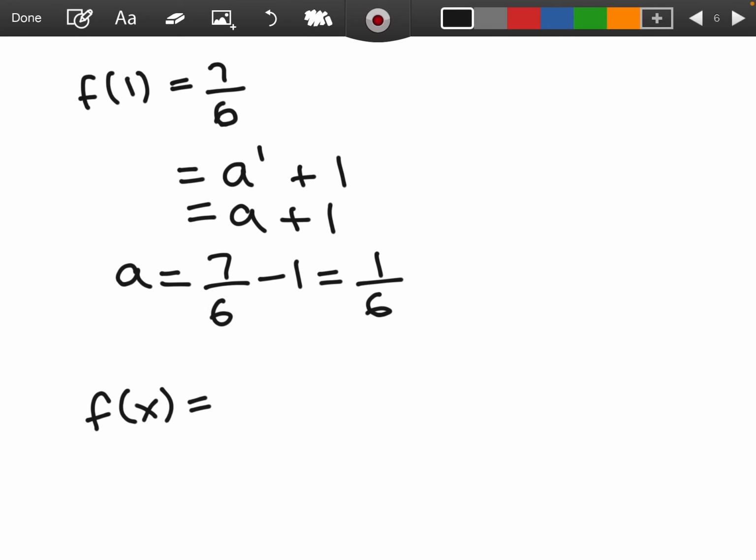So my final formula for this particular exponential function is f of x is equal to 1 multiplied by 1 over 6 to the x plus 1.